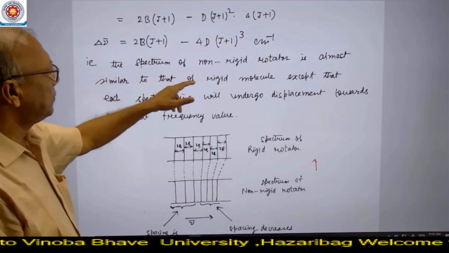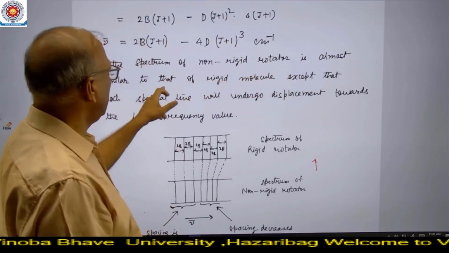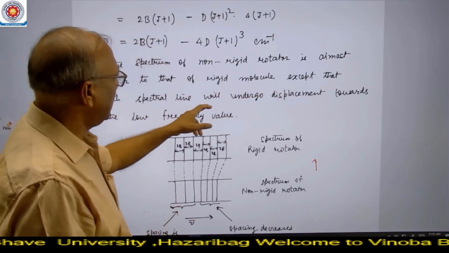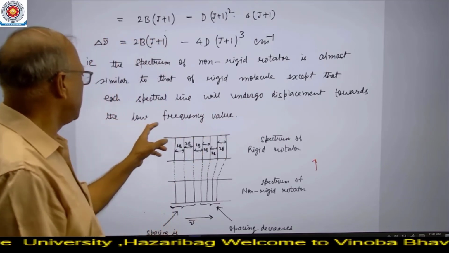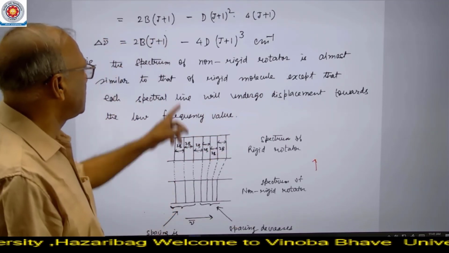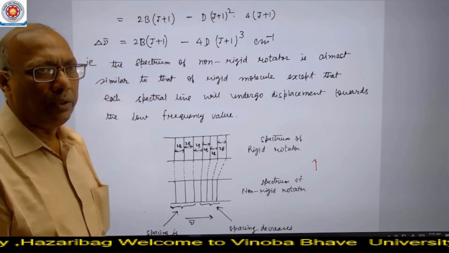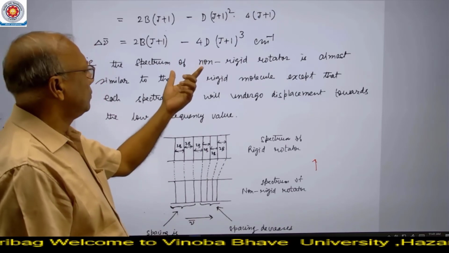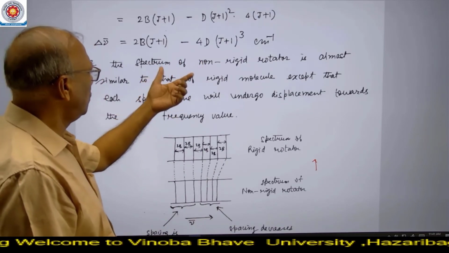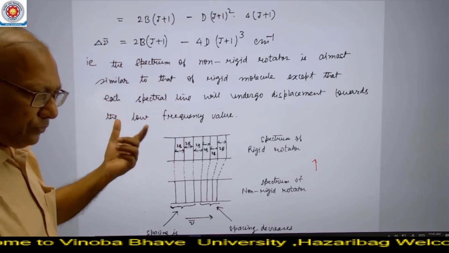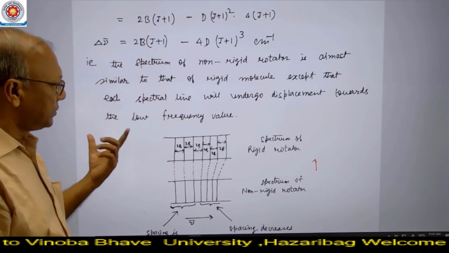That is, the spectrum of the non-rigid rotator is almost similar to that of the rigid rotator molecule, except that each spectral line will undergo a displacement towards the low frequency value, because here it is a minus sign. So some value will be subtracted, and the value will be lower when compared with the rigid rotator.